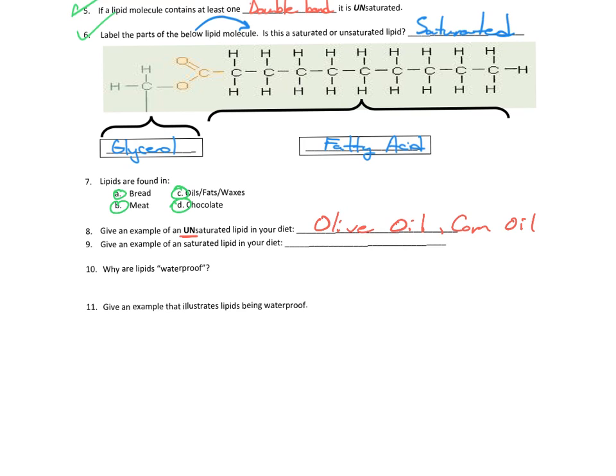All right, give an example of a saturated lipid in your diet. Well, butter. That's right, an animal fat. Pork. Any animal. I don't care if they said pork, chicken, all that. What if they just put fat? Not good, because fats can be unsaturated or saturated.